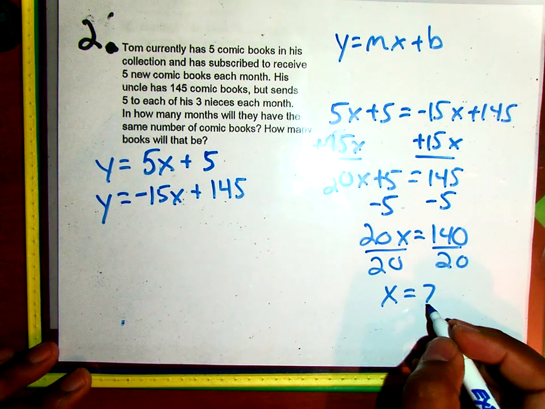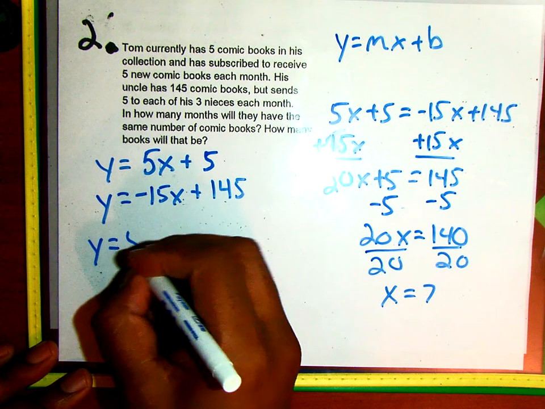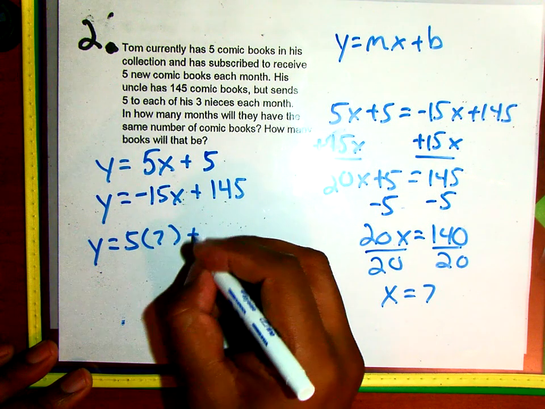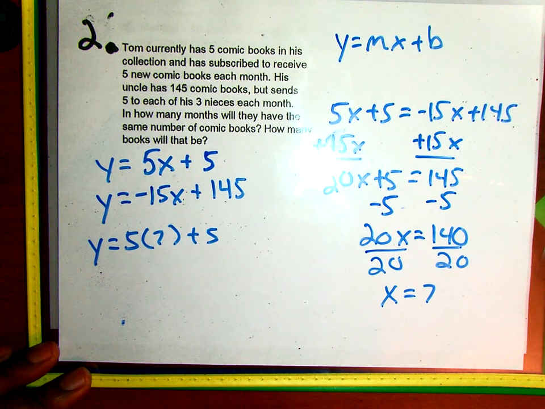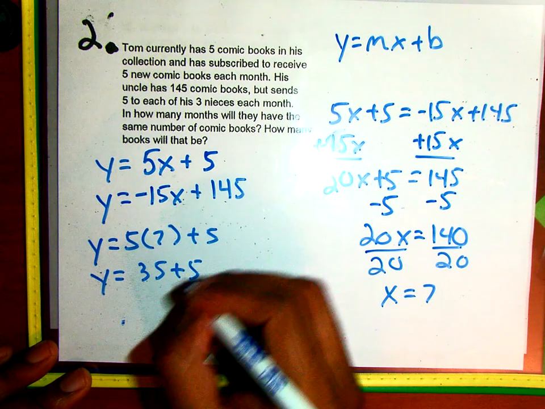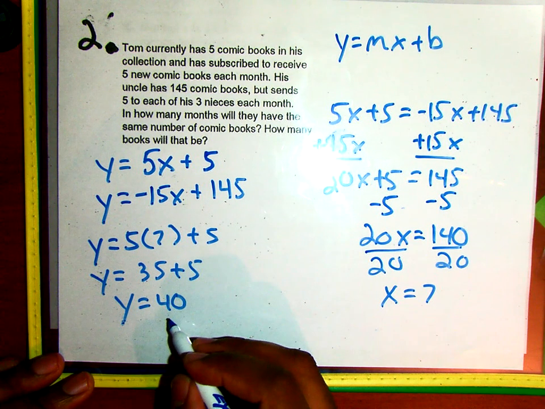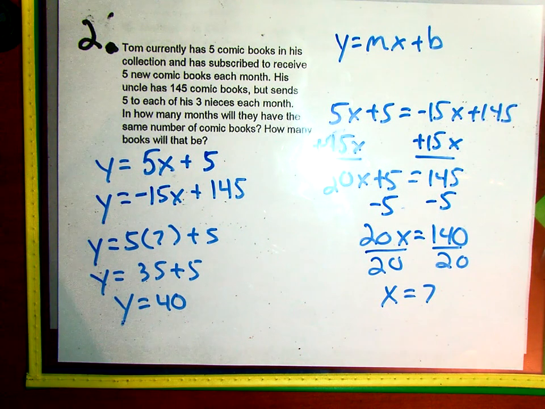So what you want to do is take this 7 and plug it into the equation. I'm going to pick this first one here. y is equal to 5 times 7 plus 5. Which gives me y is equal to 35 plus 5. And y is equal to 40. Good. All right, so they will have 40 books left over after 7 months, both.